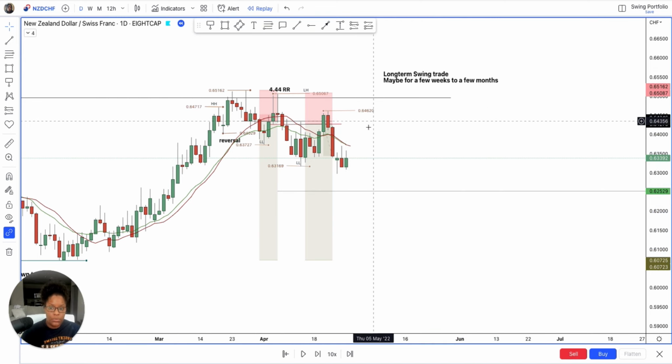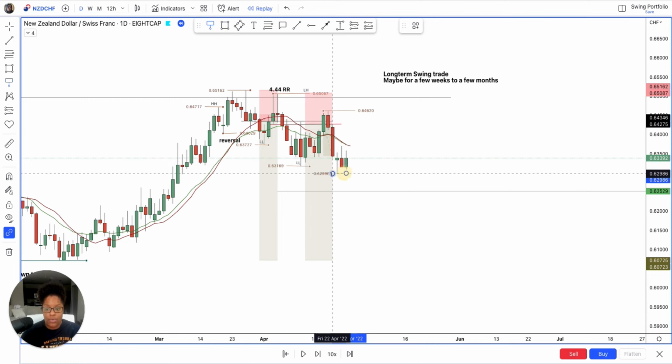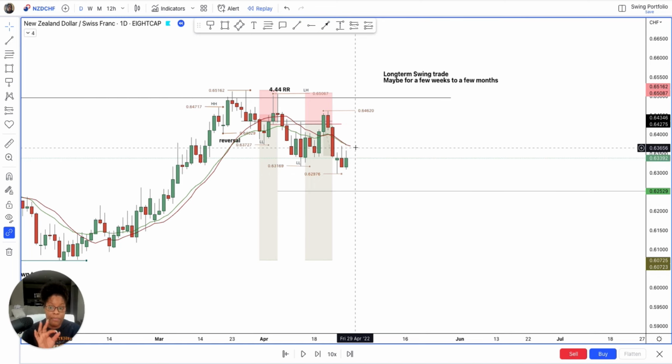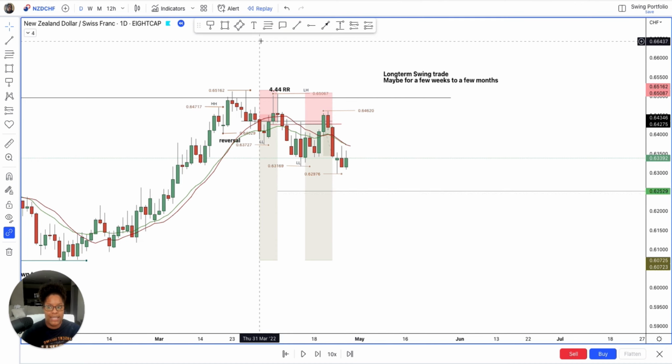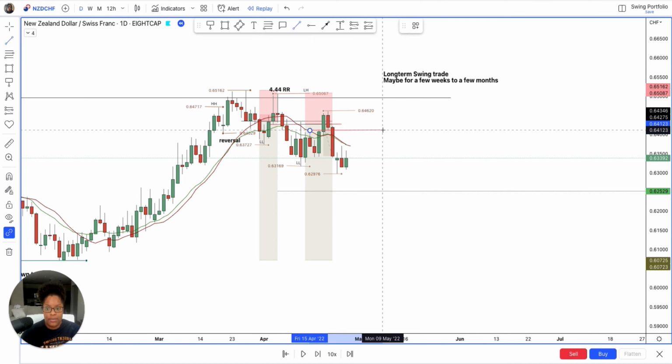So price made a new low here. Now, I don't know if this is where price will stop. I have no idea. But all I know is this is where I want to enter, or I want to see if price will pull back from this place, and then continue to go back down. So let's see. I'm going to sit where I want to enter my trade.